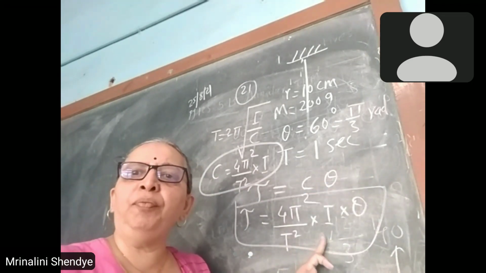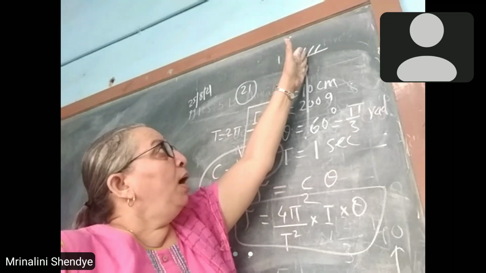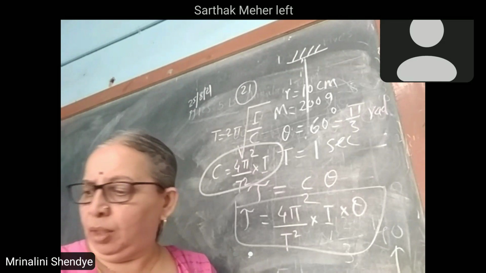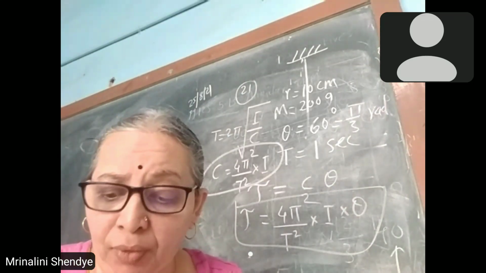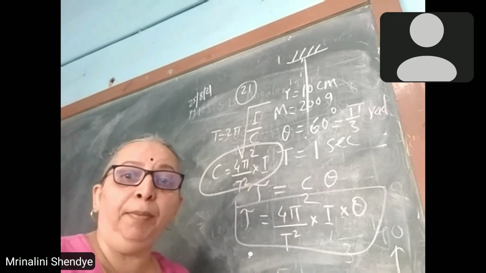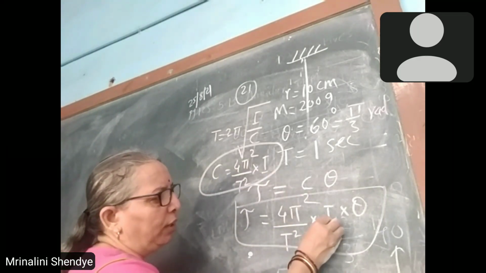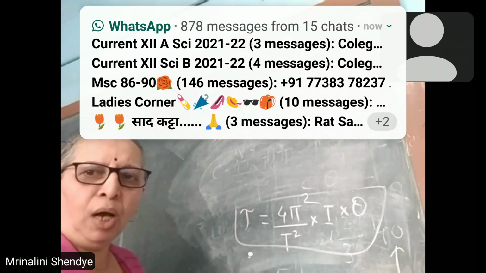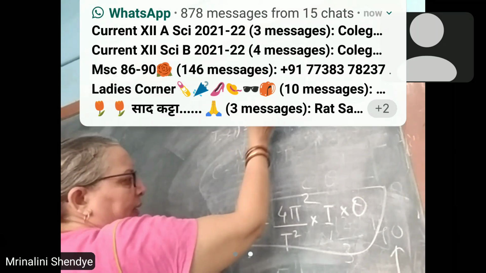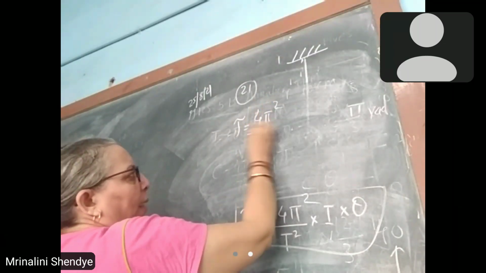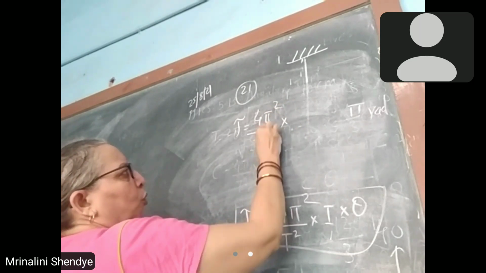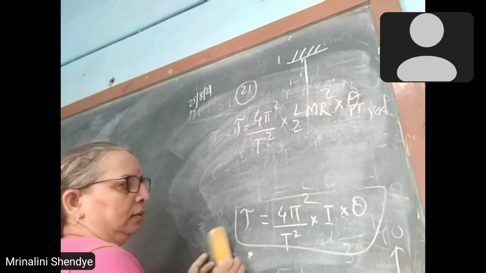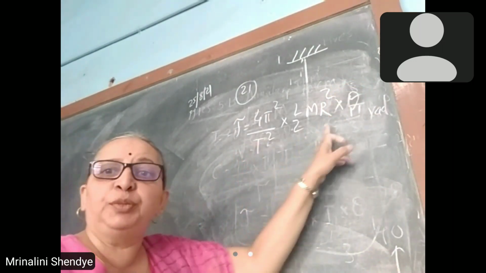अभी मोमेंट ऑफ इनर्शिया ऑफ अ सर्कुलर डिस्क about transverse axis, that is perpendicular to its plane and passing through the center. What is its value? We have learned in first chapter. It is half m r square. तो ये वैल्यू क्या हो जाएगी, देखो मैं वाइंड अप कर रही हूँ 1-2 मिनट. So I could write this tau as 4 pi square upon t square into half m r square into theta. ये आप लोगों का फाइनल एक्सप्रेशन हो जाता है.